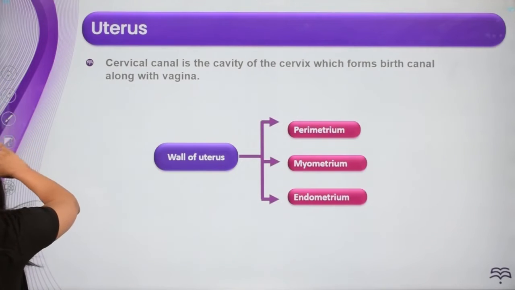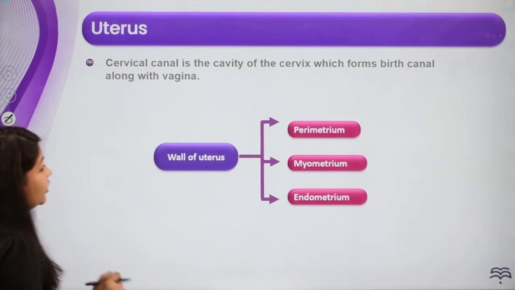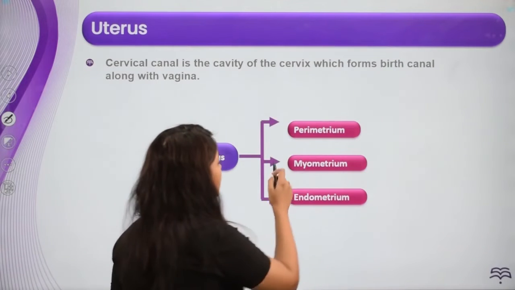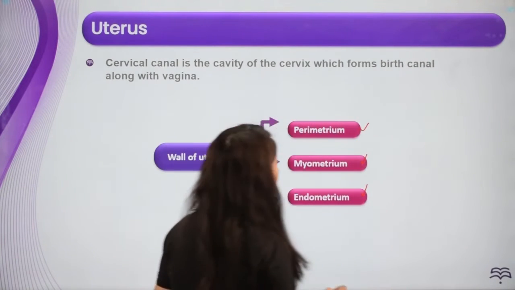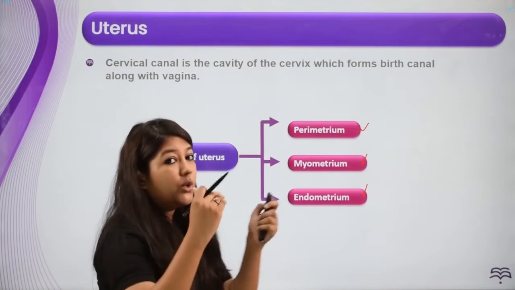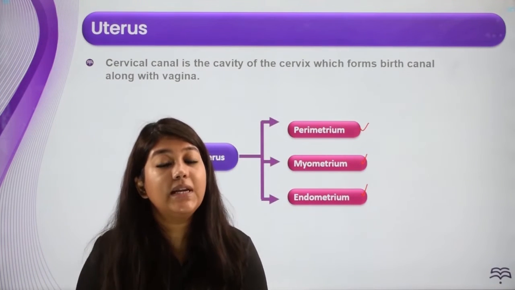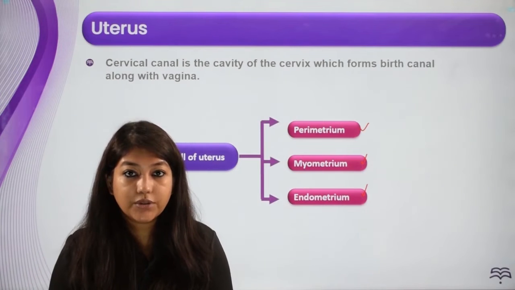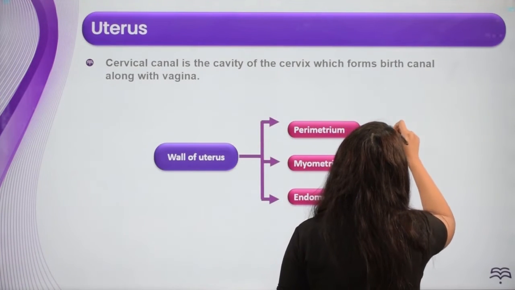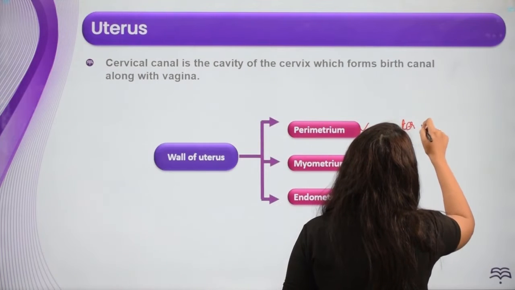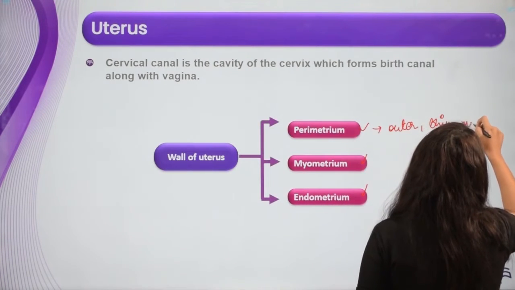Now the next part, a very important part, the walls of the uterus. All right, the walls of the uterus. So what are the walls of the uterus? Perimetrium, myometrium and endometrium, right? See, in the sequence you have to remember peri outermost, myo middle and endo innermost. All right, so see, peri is the outermost. Okay, it is thin, membranous.